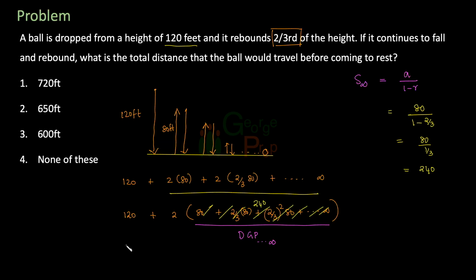So what do we got here? We have got 120 plus 2 into 240, that is 480. So we've got 120 plus 480. Our answer should be 600 feet for this question.